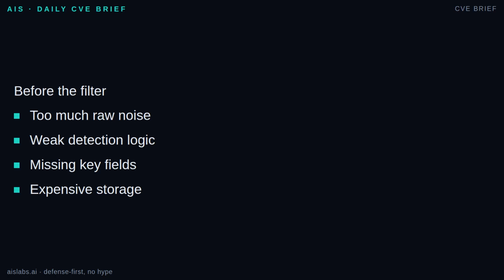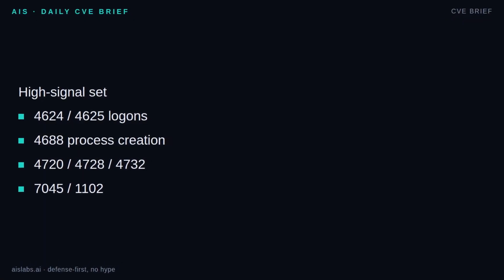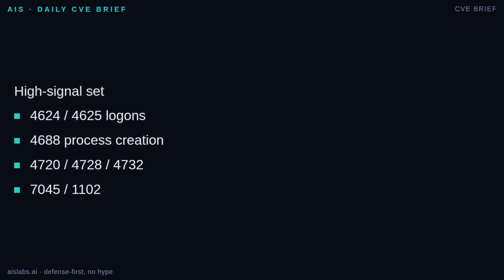A useful SIEM policy starts with detection questions. Who logged in? What executed? What account changed? What persistence-like change appeared? Was evidence cleared? Here is the starter set. Event 4624 is successful logon. It tells you account, host, logon type, source, and authentication details. Event 4625 is failed logon. It powers password spraying, brute force, and lockout investigations.